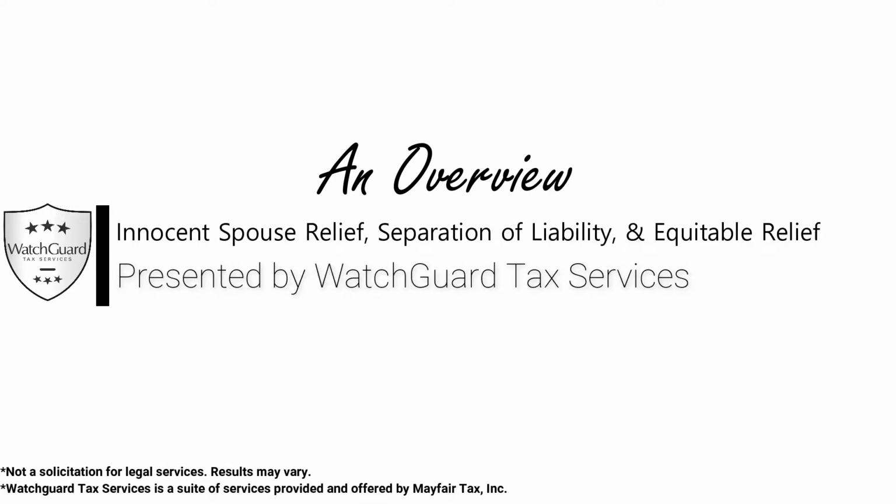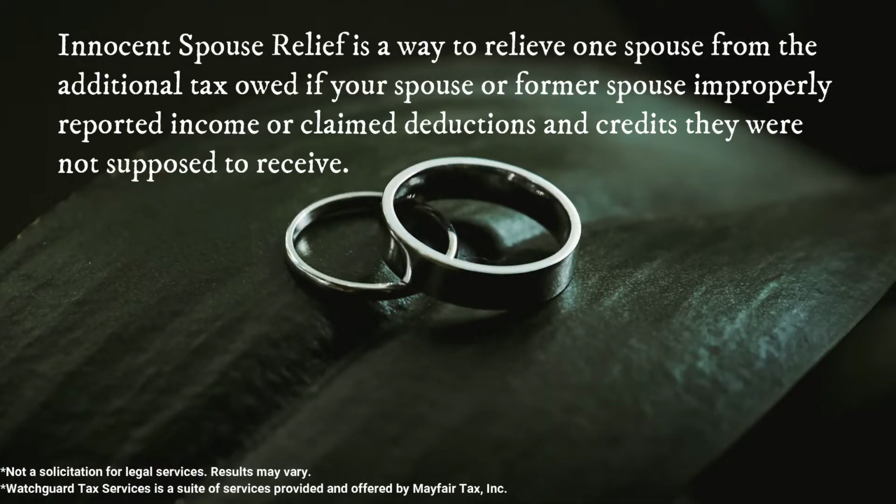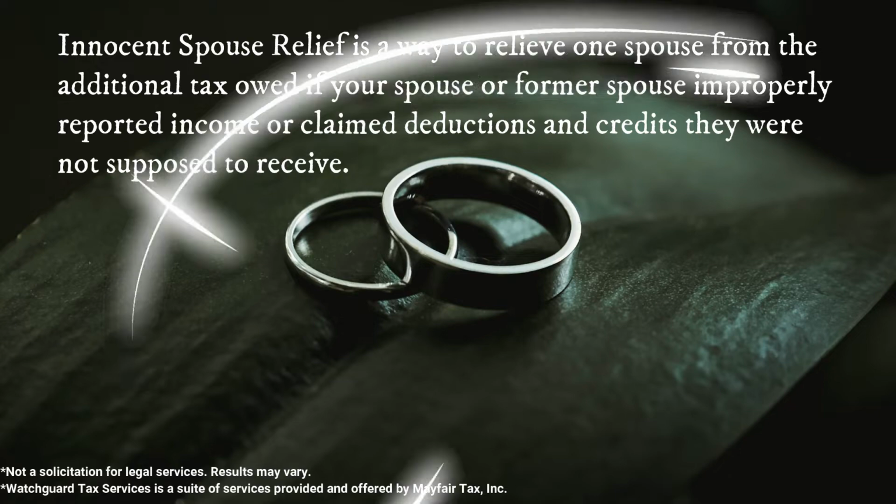This video is an overview of innocent spouse, separation of liability, and equitable relief. So let's start with innocent spouse. What is innocent spouse? Well, innocent spouse relief is a way to relieve one spouse from the additional tax owed if your spouse or former spouse improperly reported income or claimed deductions and credits they were not supposed to receive.